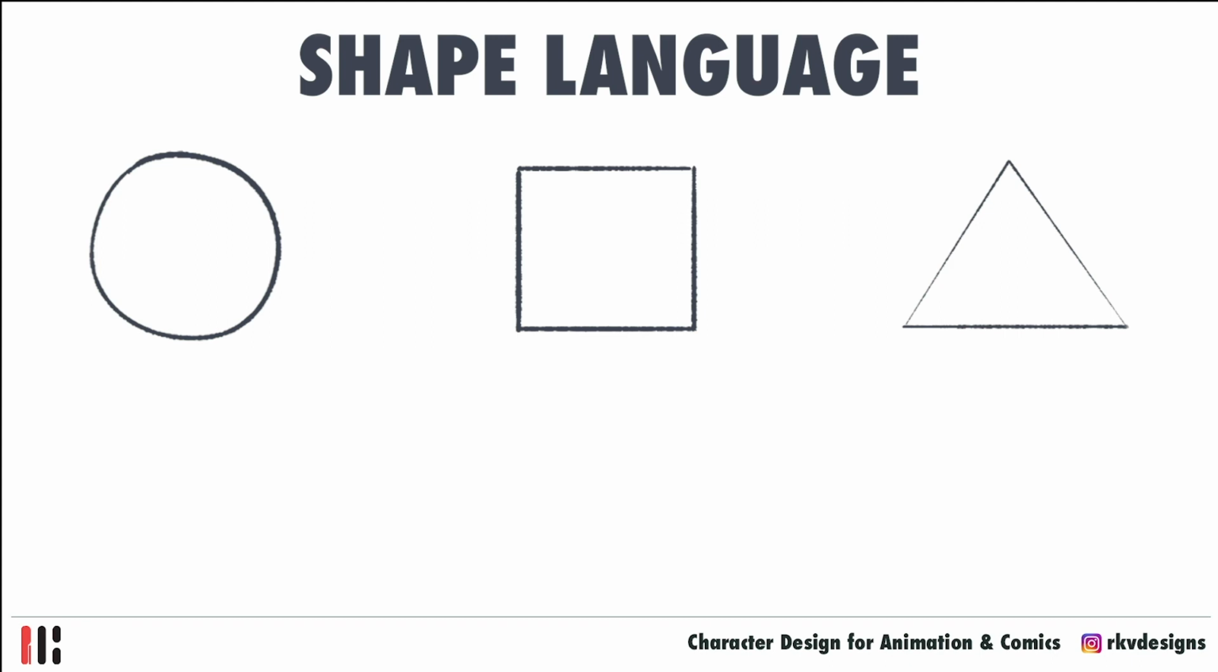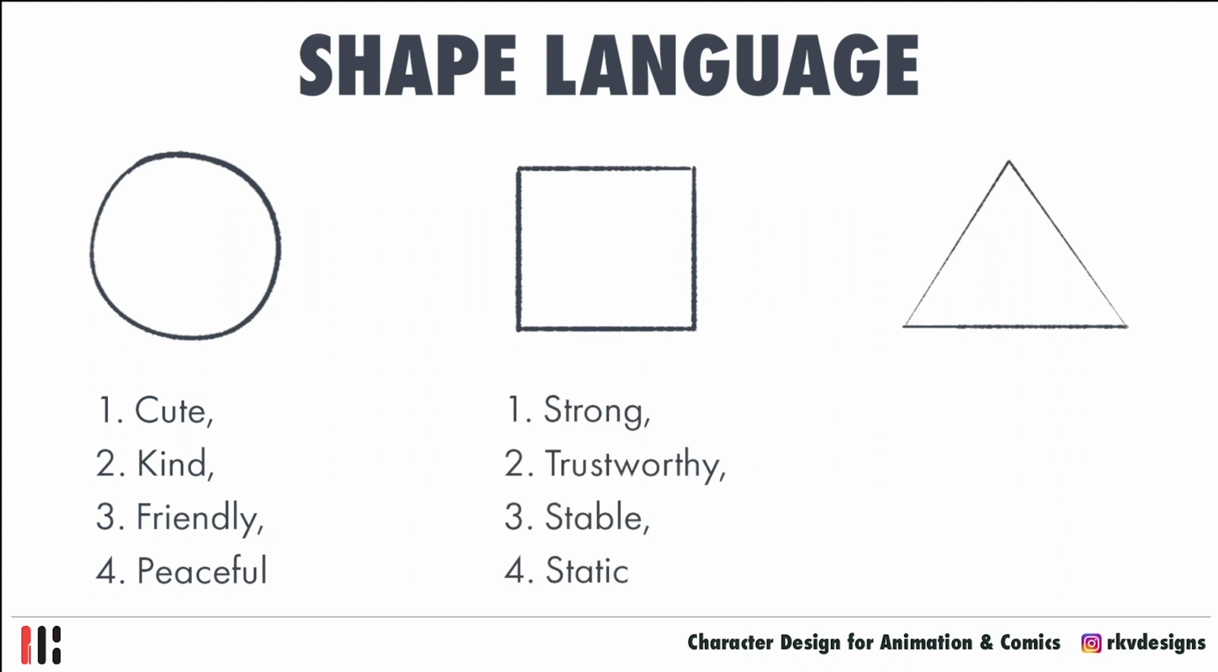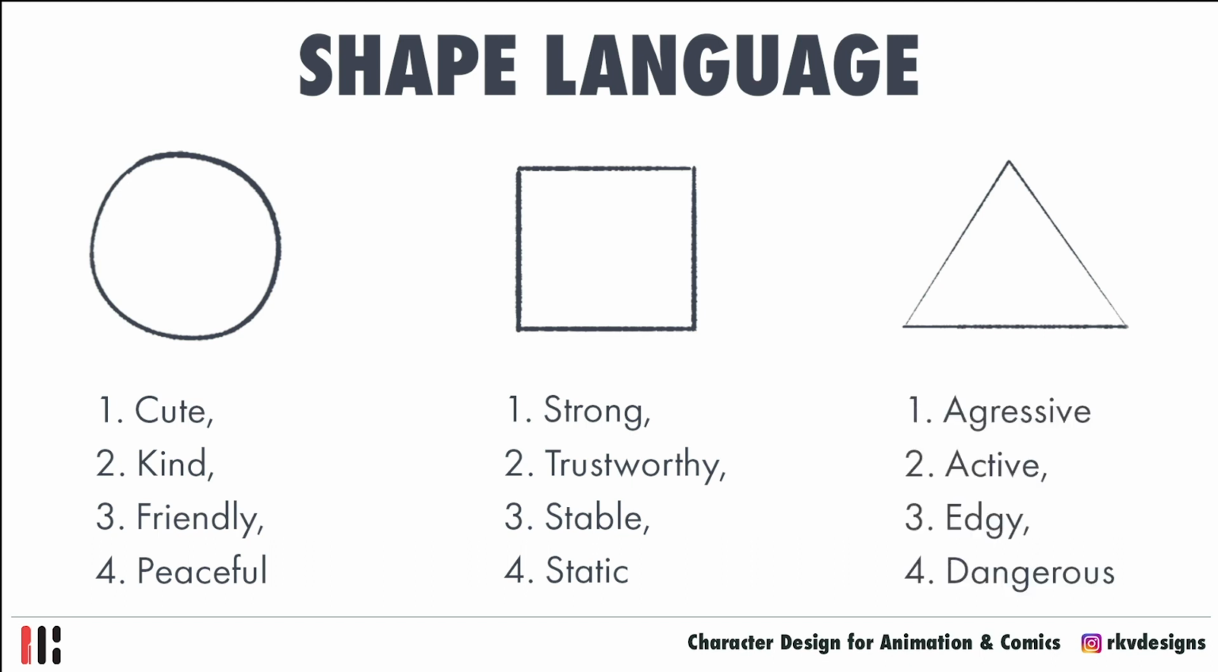For example, the shape circle is usually considered to be cute, kind, friendly, or peaceful, generally on the good side of things. The square, having a strong base which looks immovable, is usually considered strong, trustworthy, stable, or static. The pointed edges of triangle usually represent aggressiveness, active, edgy, or dangerous. Now we can use this shape language to convey the personality of a character.